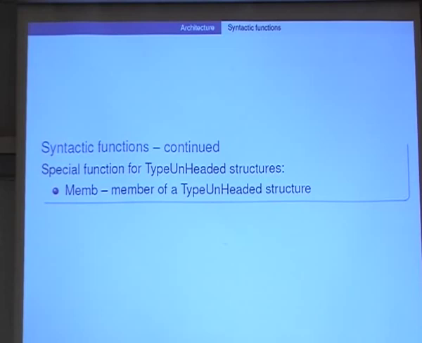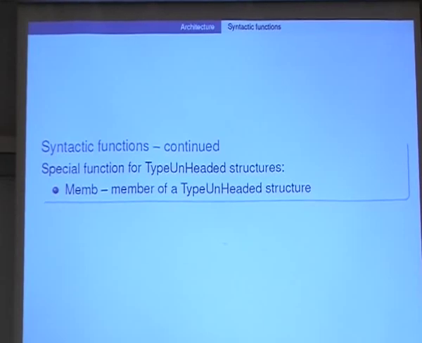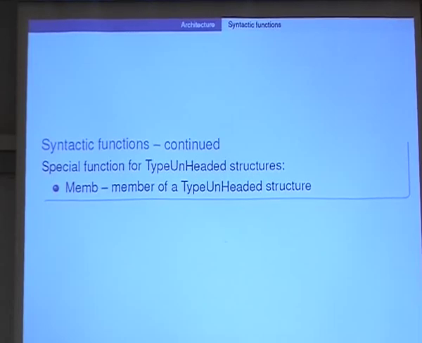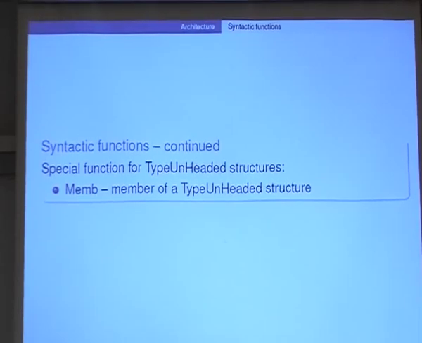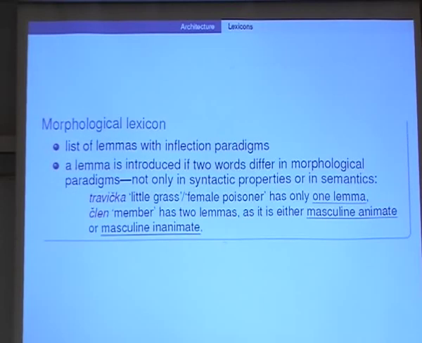And there is also a special function forming the third group of functions, containing only one member. It's a function assigned to type unheaded structures. We say that an element is a member of the structure. For instance, I'm a member of a coordinated group. So memp is such a function.